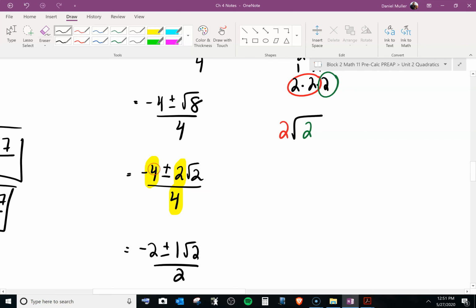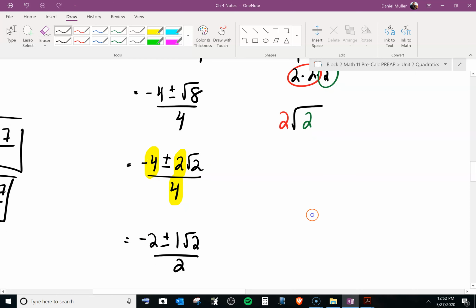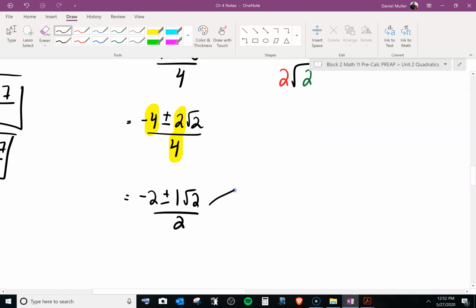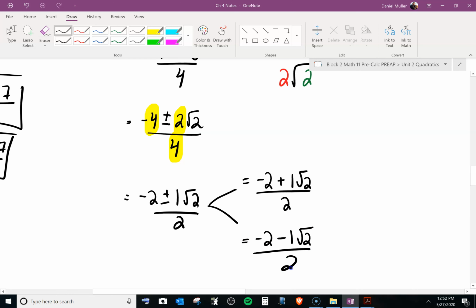So this negative 4 divided by 2 is 2. 2 divided by 2, 1. 4 divided by 2, 2. So this is it. So I've got two answers. I've got a negative 2 plus 1 root 2 all over 2. And I got a negative 2 minus 1 root 2 all over 2.